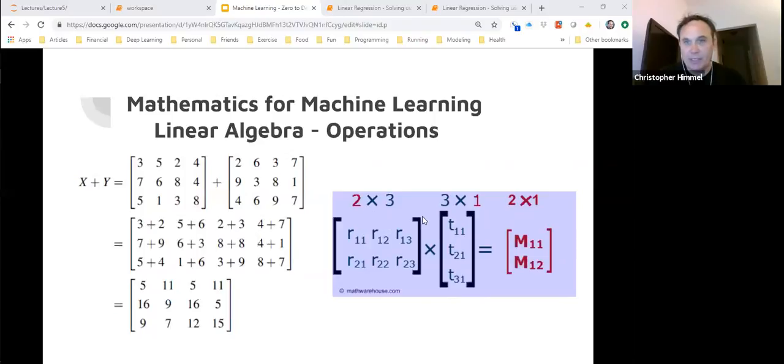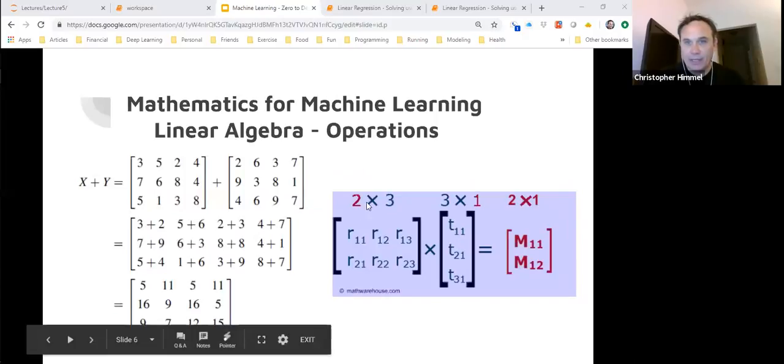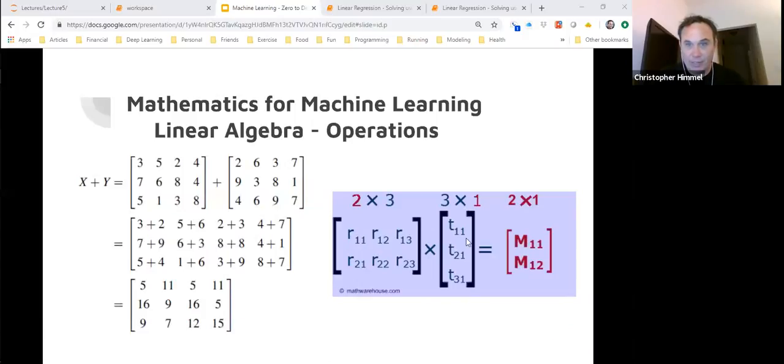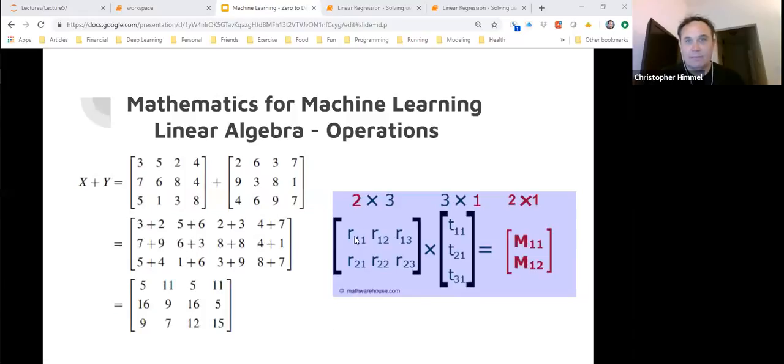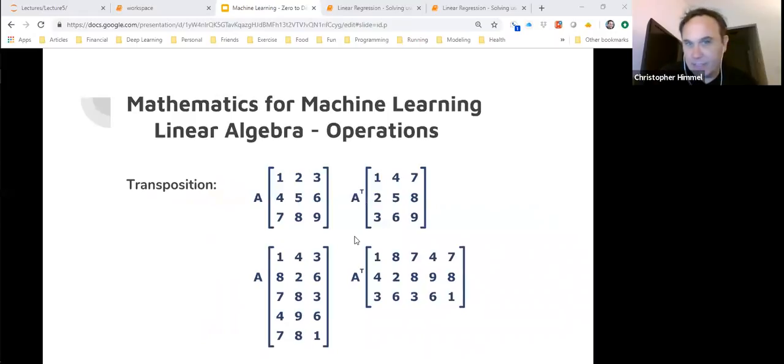For matrix multiplication, you have to match up the columns of the first one with the rows of the second. When you do that, what you end up with is you drop the middle, so you end up with a 2 by 1 matrix when you multiply these together. What you do is you take this row times this column to get that value, and then this row times this column to get the bottom value. So those are basic operations.